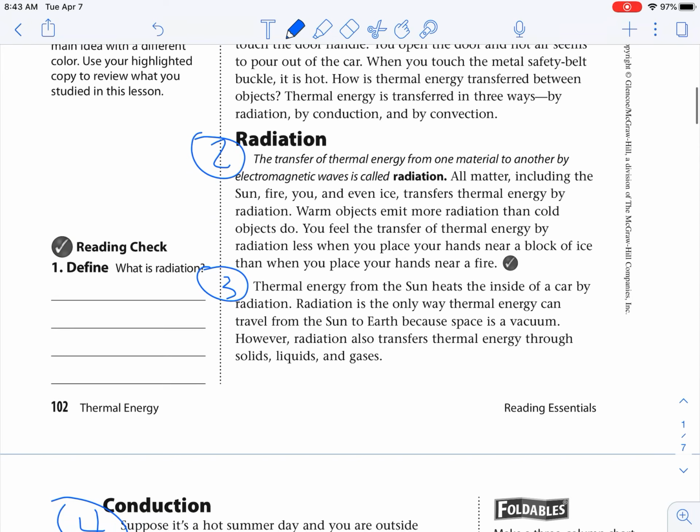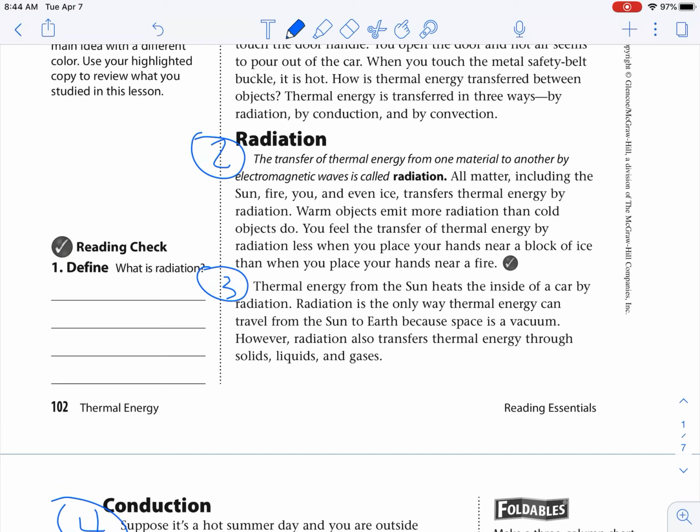So the first thing we do when we mark the text, we'll do an example here together. Let's start by reading the first paragraph here that talks about radiation. So I'm going to go ahead and read it. It says, the transfer of thermal energy from one material to another by electromagnetic waves is called radiation. All matter, including the sun, fire, you, and even ice, transfers thermal energy by radiation. Warm objects emit more radiation than cold objects do. You feel the transfer of thermal energy by radiation less when you place your hands near a block of ice than when you place your hands near a fire.